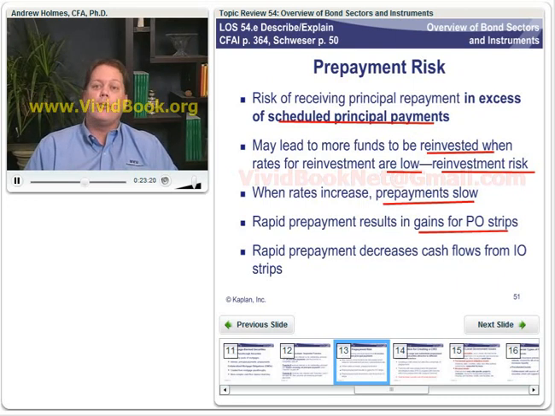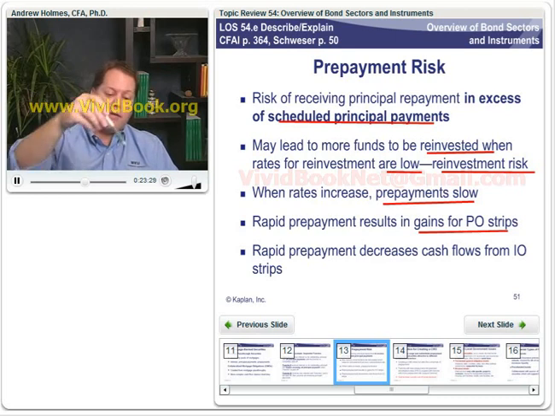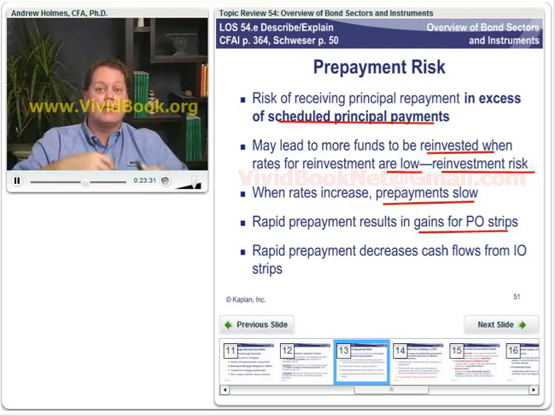Well, what you would like to see is you would like to pay $60 million for the $100 million PO side, principal-only strip, and then tomorrow wake up and find that the Fed has driven interest rates down to 0%, so everyone will prepay their mortgage, and you'd get $100 million in tomorrow. So the rapid prepayment results in gains for the PO. That means if interest rates fall, the PO wins. And likewise, if interest rates increase, the IO, or the interest-only side of that, is going to win.